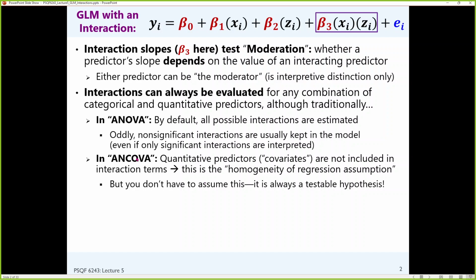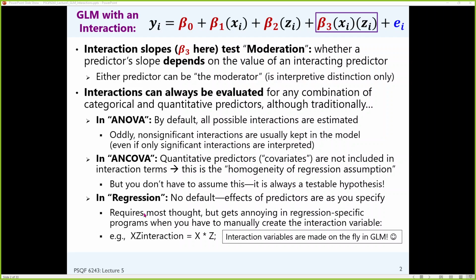People leave in things that are non-significant and interpret the things that are significant. In contrast, in ANCOVA, that's when you're adding a quantitative predictor known as a covariate, that's the C part. You are told that you can't have interaction terms of your covariate with the other dimensions because it violates the homogeneity of regression assumption. Well, that seems awfully arbitrary. And it turns out you can. You can put interactions in, you just can't call it ANCOVA anymore. Then it's just a standard linear model.